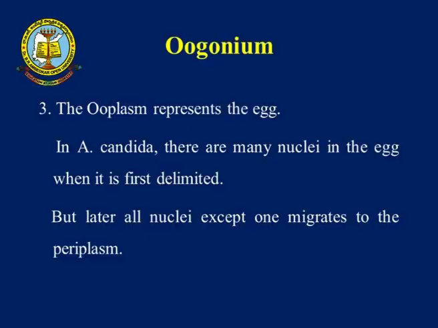After fertilization, a special type of structure is formed, which we call the ooplasm. The ooplasm represents an egg-like structure. In Albugo candida, there are many nuclei in the egg when it is first determined, but later all nuclei except one migrate to the periplasm.